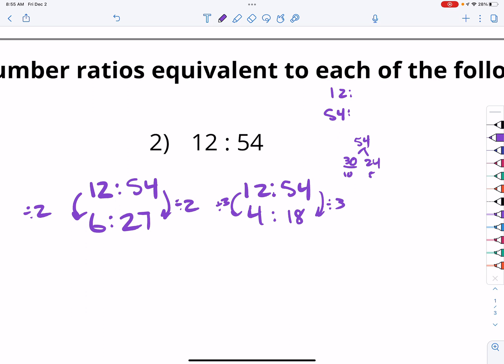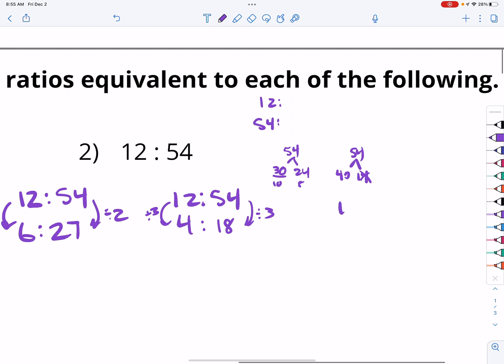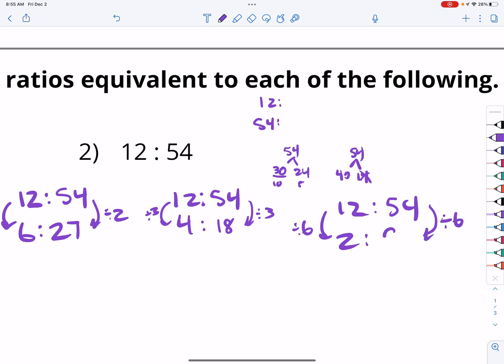So that's awesome. If we look at 4, can it be divided by 4? So 54, if I was to divide that by 4, I would think of that like a 40 and a 14. I know 40 can be divided by 4, but 14 cannot. So no to the 4, no to 5, yes to 6. I know that 12 to 54 can be divided by 6, and that would be 2 to 9. And that seems like about all we've got here.